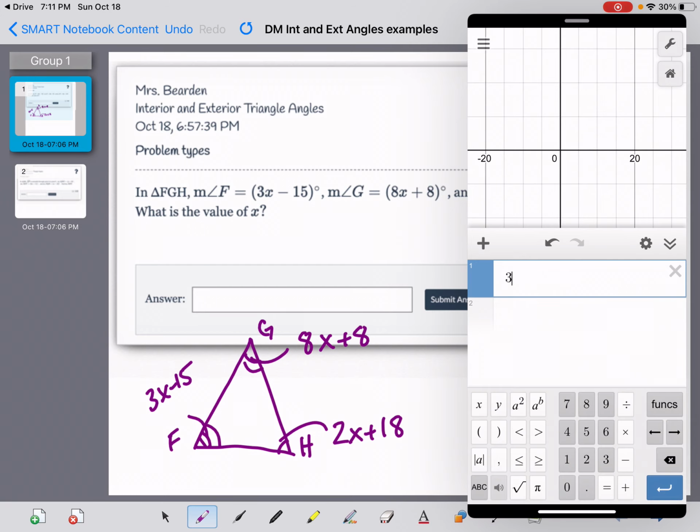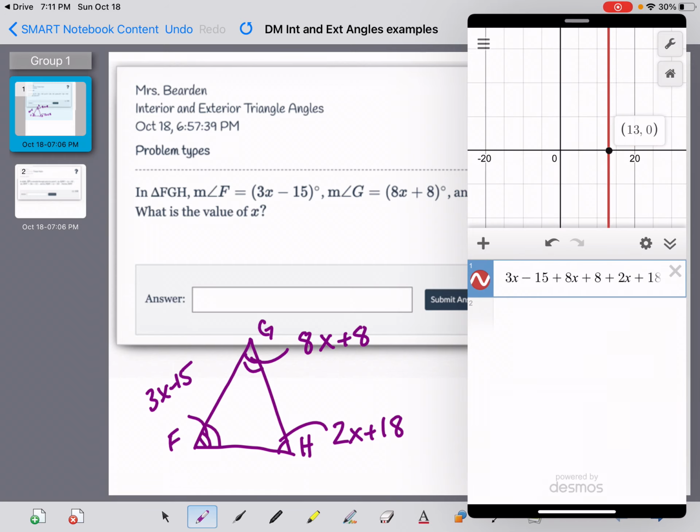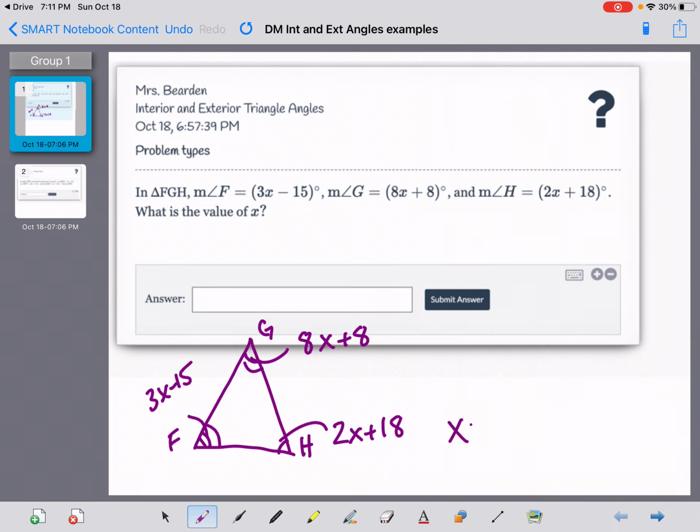So let's do that. 3x minus 15 plus 8x plus 8 plus 2x plus 18. That's going to equal 180 degrees. X is going to equal 13. All right, so now what was the question asking for? Oh, it's asking for the value of X. So you would just type 13 into your answer box and hit submit.